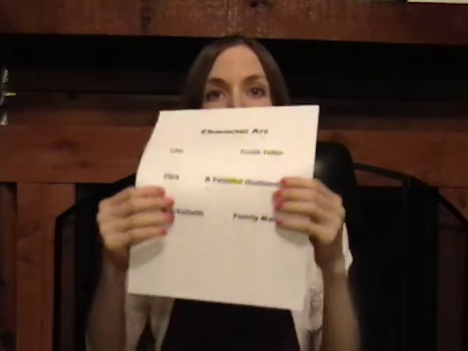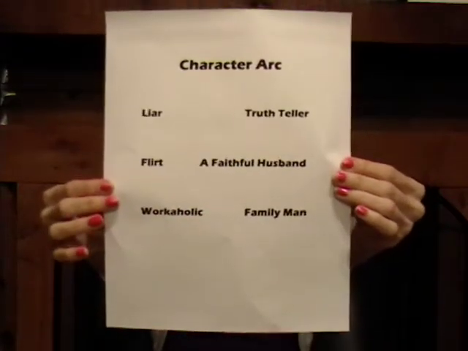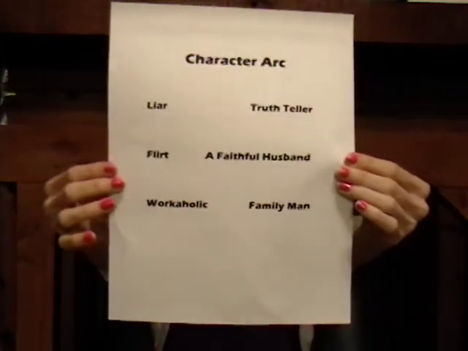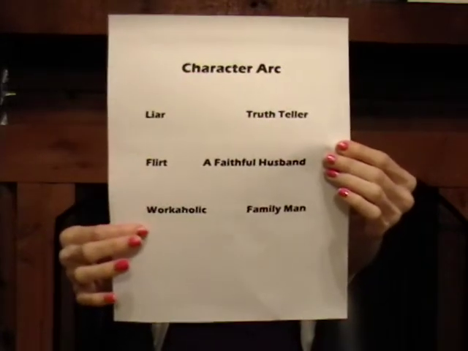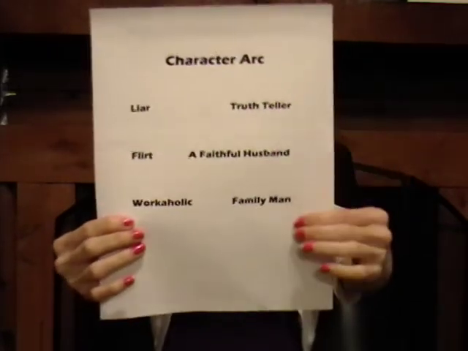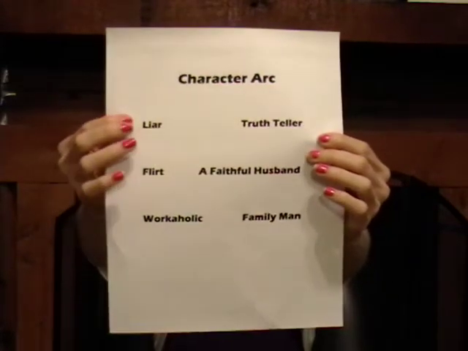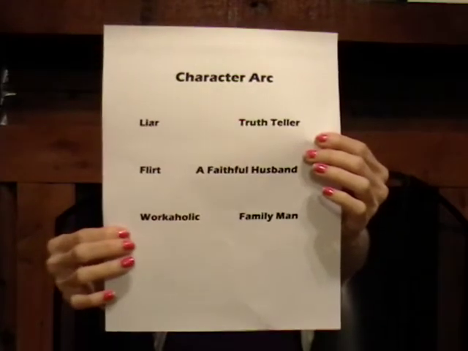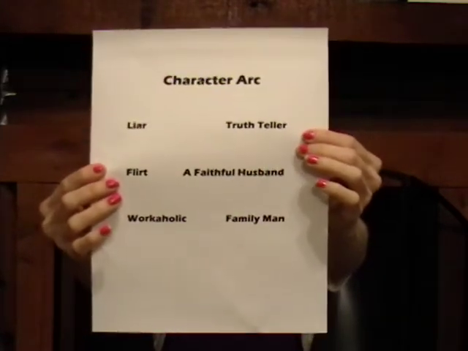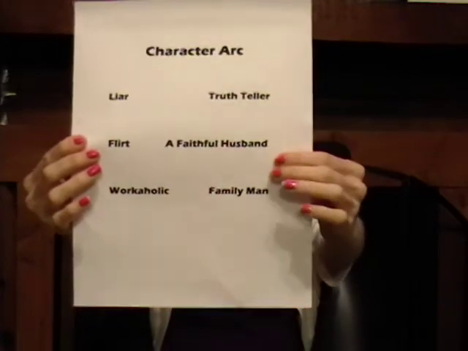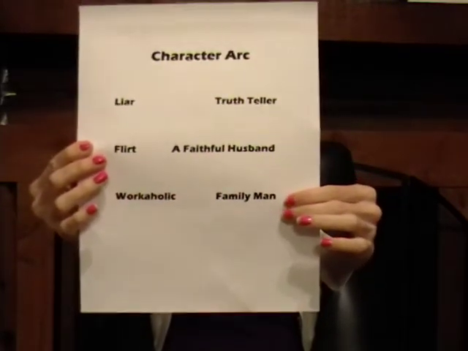And a character arc is a writing term, and what it means is that the characteristics that your character has at the beginning of the story are going to be different than those that he or she has at the end. This is an example that I created. Now, on this example, you will note that I wrote 3 characteristics on one side and 3 opposite characteristics on the other side. So the 3 characteristics I chose were a liar, a flirt, and a workaholic. Then on the other side, I wrote the opposite: a truth teller, a faithful husband, and a family man.